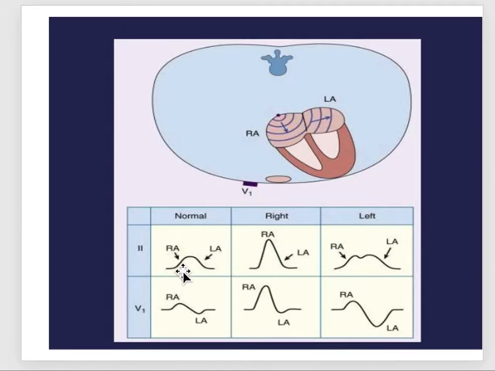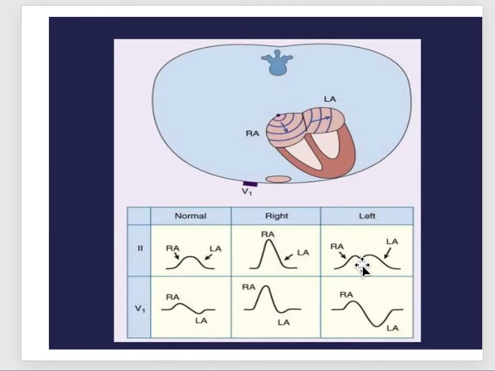So a normal P wave, right? Nice normal P wave in lead 2, regular looking P wave in V1, that's your chest lead 1. If it's a right side hypertrophy, remember I told you it's very tall. So we've got a tall P wave. We're only looking at the P wave because we're only looking at the atrium right now. V1, kind of similar looking, right? So this is right side.